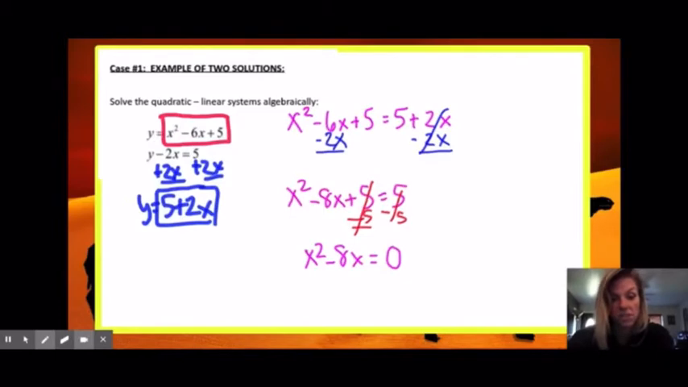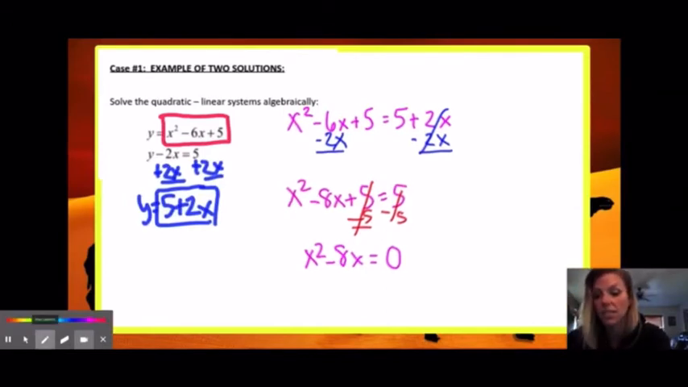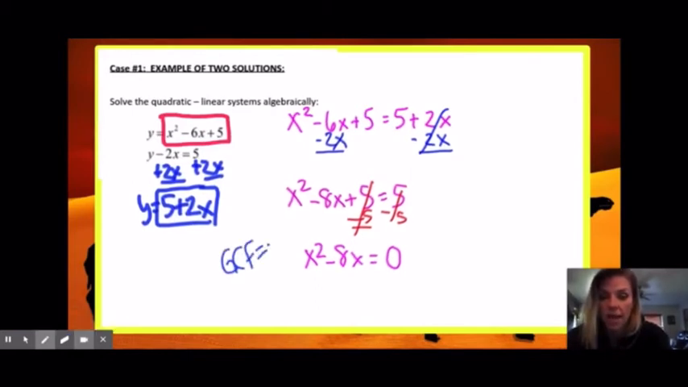We can factor this. If you don't like to factor, if you like the quadratic formula, you can use that. A would equal 1, B would equal negative 8, C would equal 0 because there is no C. I look at this and notice there's two terms. No matter what, your first step of factoring is look for a GCF. You have one. They both have an x, so I'm going to take that out. I'm left with x times x minus 8 equals 0.